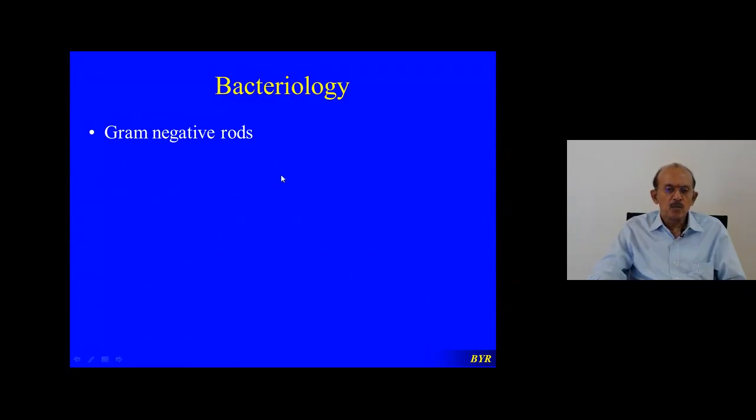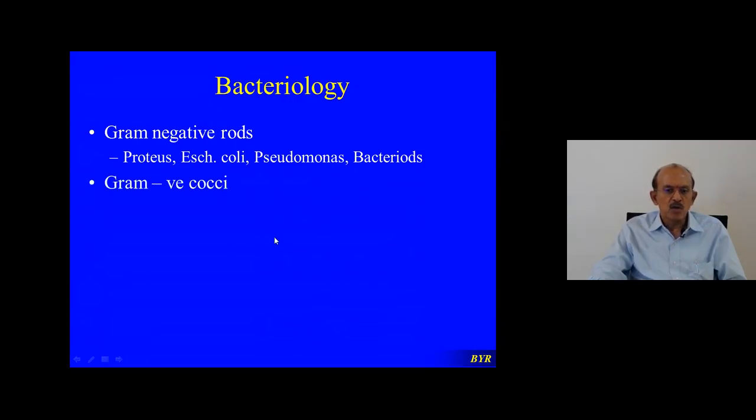Bacteriology: most of the time it is gram-negative rods: Proteus, Escherichia coli, Pseudomonas, Enterobacteriaceae. It can be due to gram-negative cocci, like gonococci, or it can be due to gram-positive cocci, that is streptococci.